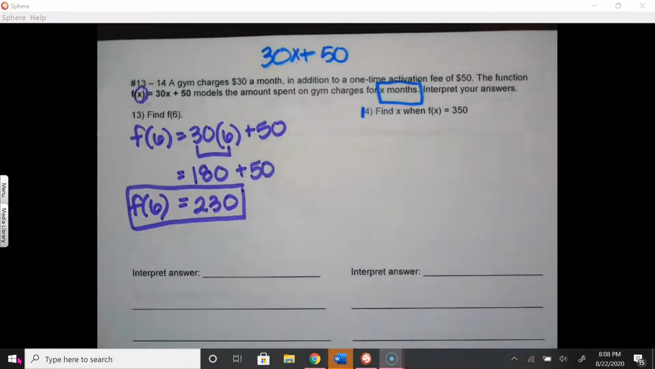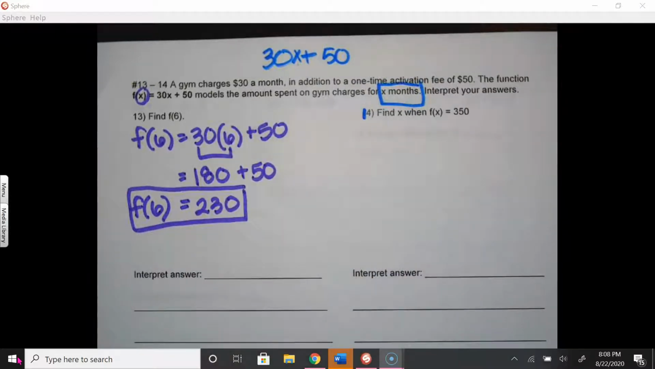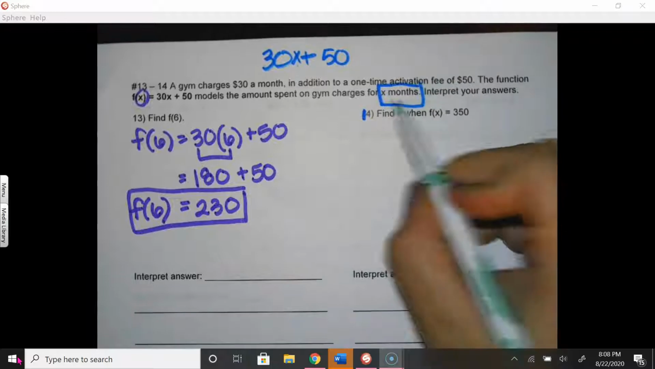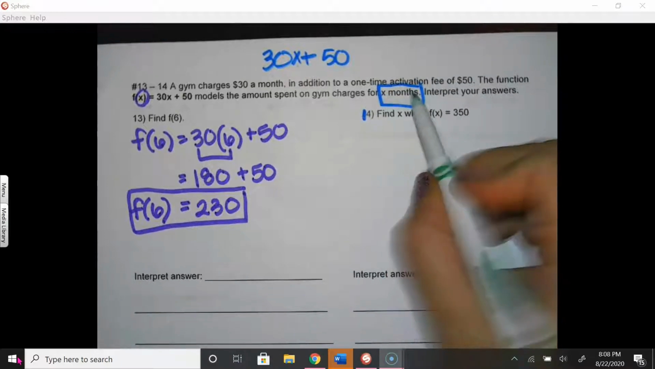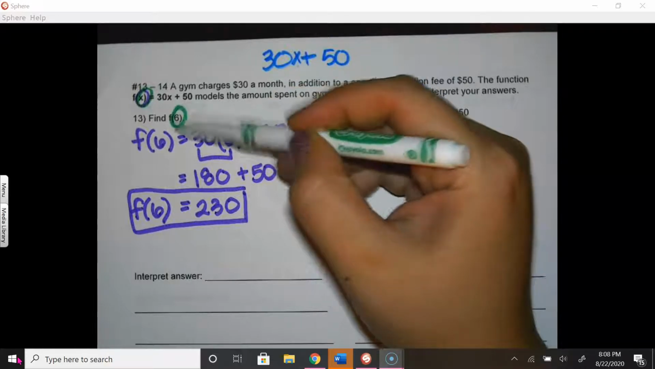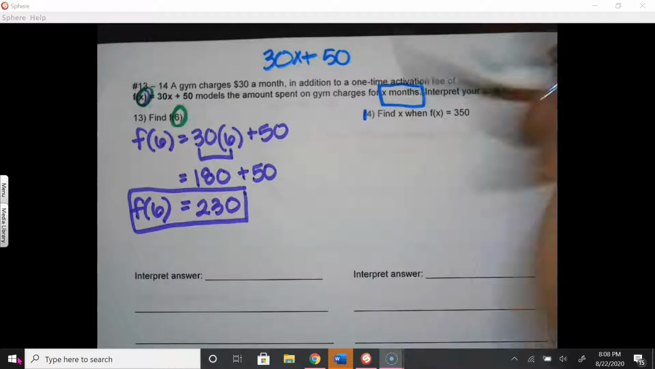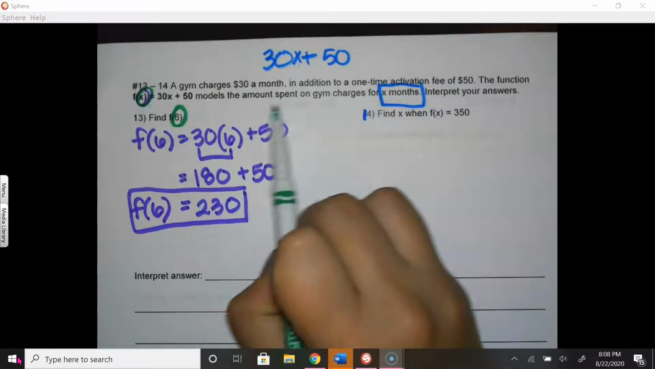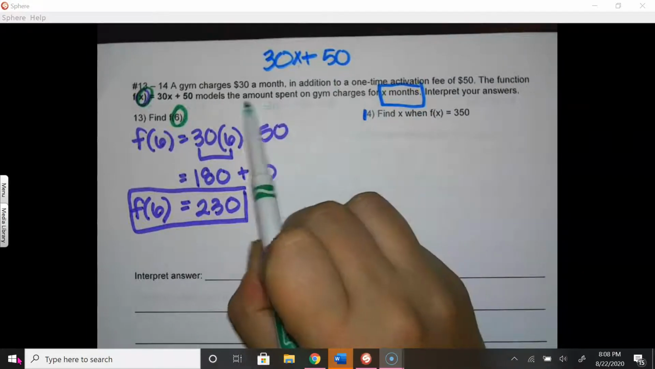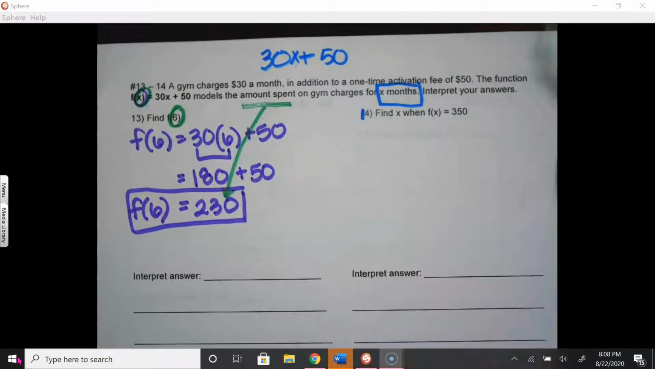Then it asks us to interpret, well, what does this mean in the context of the problem? If we look here, it says that x is the months. So the number that we put in for x is 6, so 6 represents the months. It says that this function models the amount spent, so that's going to represent the 230.